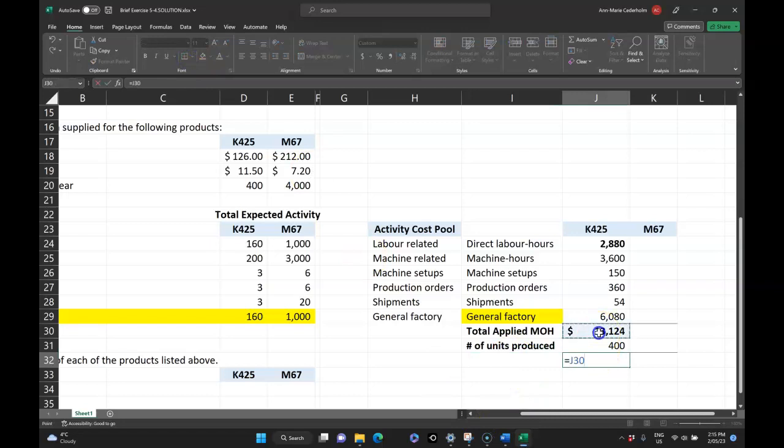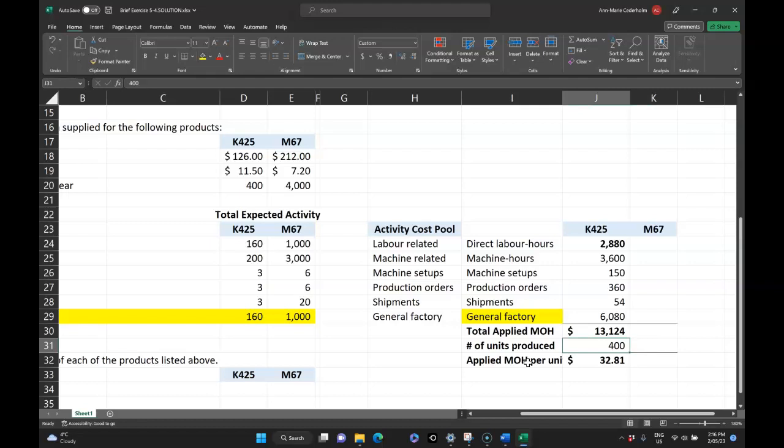If you just divide that, so take the 13124 and divide the 400, you'll end up with a total of $32.81 per unit. So this is applied manufacturing overhead per unit. So whenever they want units instead of total, you just always divide it by the number of production.